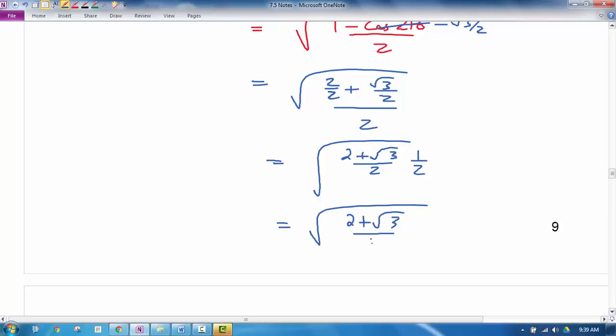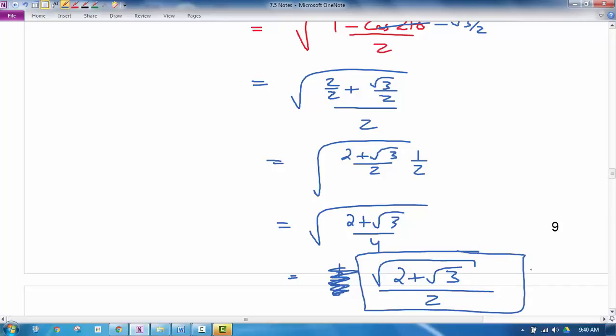over 4. And I guess I'll do one more thing. I'll take the square root of 4 in the bottom here and pull that out as 1/2. So if I do that, then I just get the square root of 2 plus the square root of 3 all over 2, if I evaluate that square root of 4 in the bottom. And I'll leave my answer like that. So there's my exact answer.